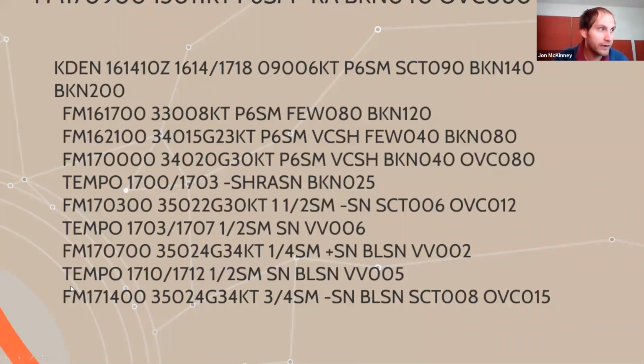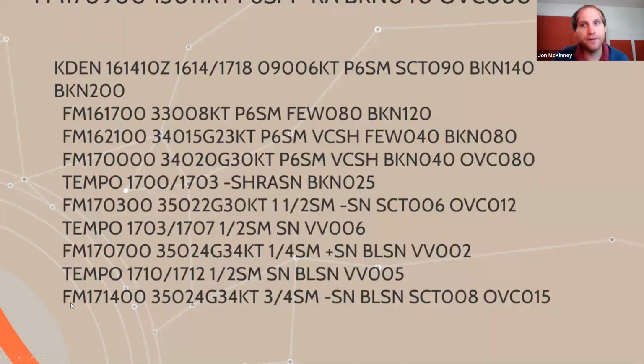Now, temporarily during that time period, between 10 Zulu on the 17th and 12 Zulu on the 17th, there's a 2-hour window where temporarily, less than 50% of that time coverage, we expect the conditions to change to 1/2 statute mile visibility, snow, blowing snow, vertical visibility 500. So they're saying temporarily the conditions actually improve, because that's a better vertical visibility. Instead of heavy snow, it's just snow. The visibility increases, but it's going to be less than 50% of that time coverage.